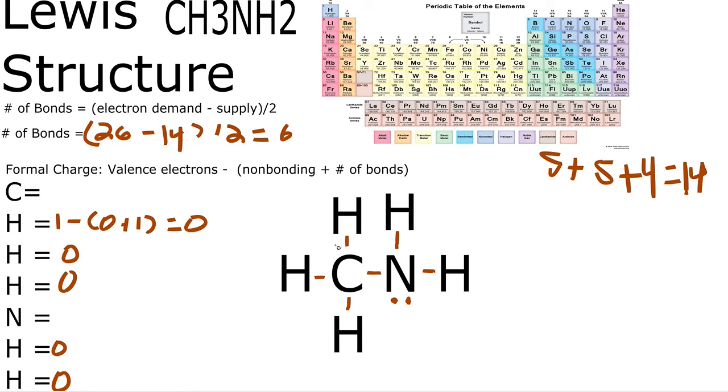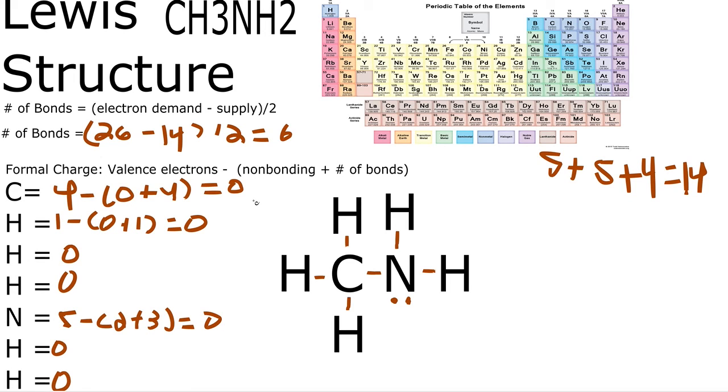Let's look at the carbon. The carbon has 4 valence, has 0 non-bonding, plus number of bonds. It has 1 bond here, bond, bond, bond, so 4 bonds. 4 minus 0 plus 4, which is 4. 4 minus 4 is 0. So the last one we have is nitrogen. Nitrogen has 5 valence electrons, has 2 lone electrons, and 3 bonds. 5 minus 5 is 0. So everything is satisfied, has no formal charge. This is our best representation of the molecule, so this would be your answer.